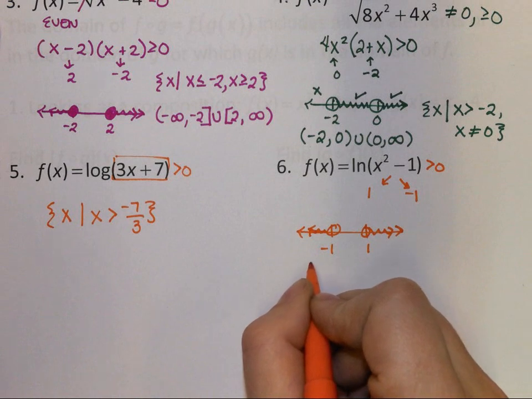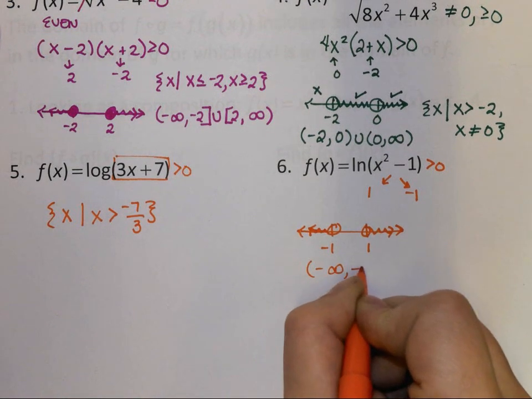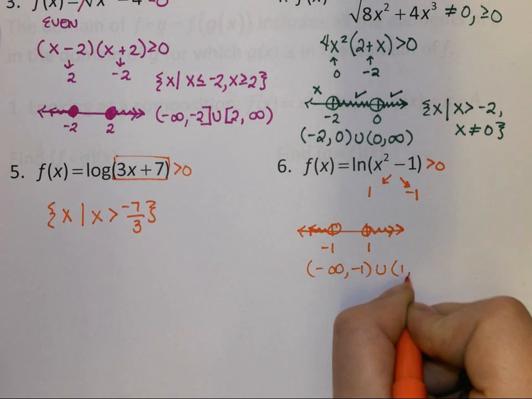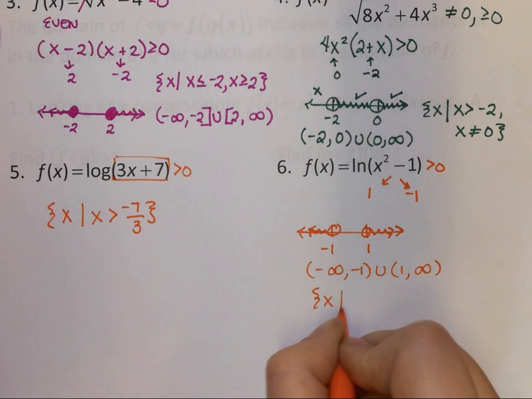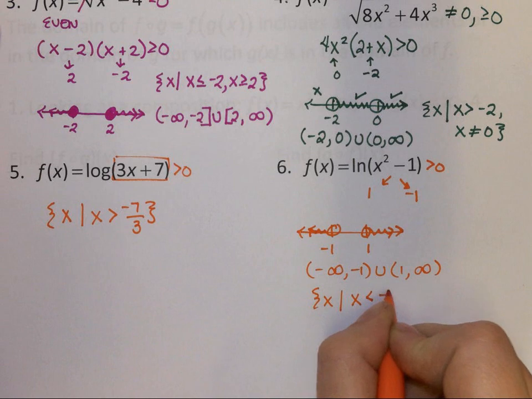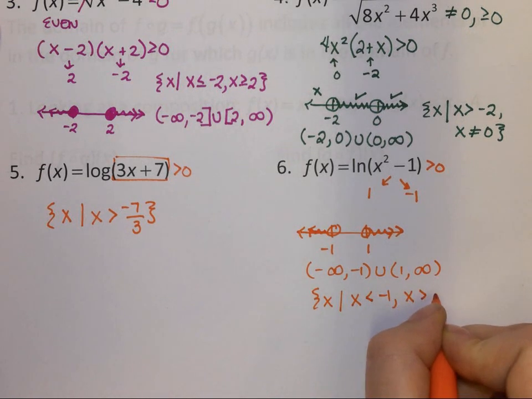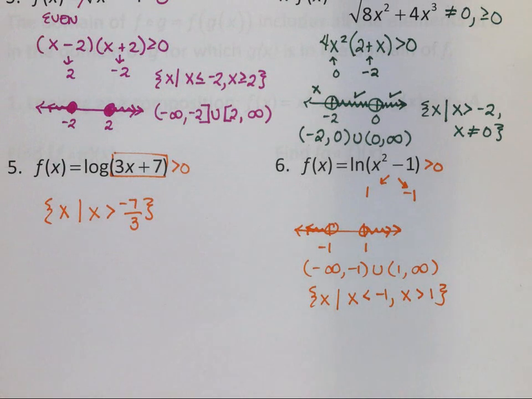So I can either say negative infinity to negative 1, union 1 to infinity, or the set of x's such that x is less than negative 1, x is greater than positive 1. Technically, that's an or. All right, go eat and come back.